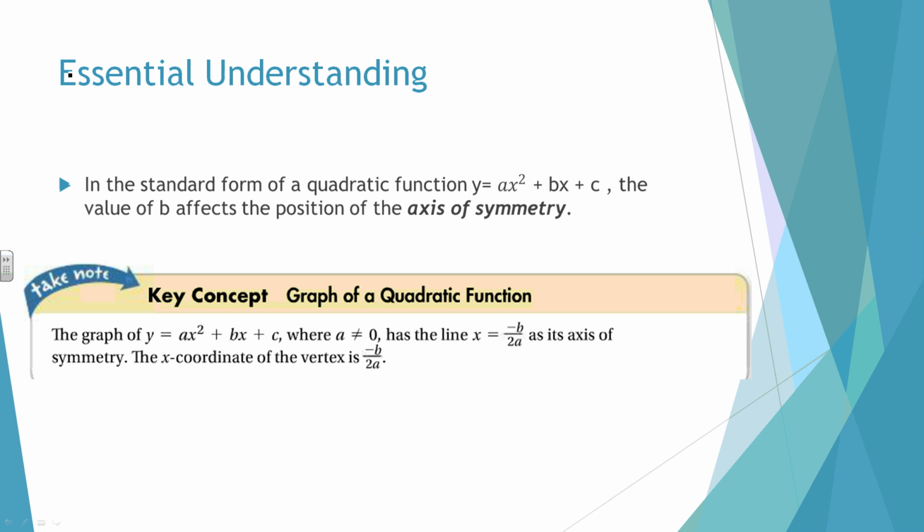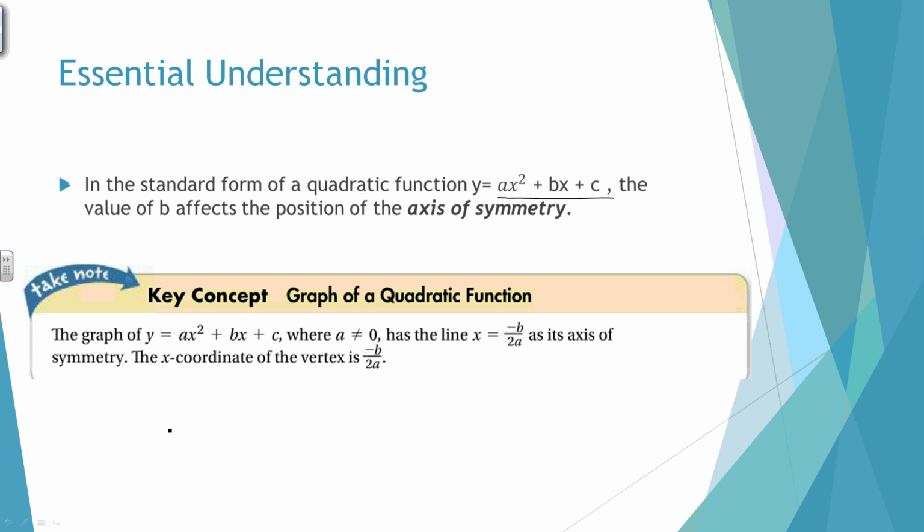So all the functions we're talking about today are still going to be in that standard quadratic function form, ax squared plus bx plus c. So we've seen this a lot in chapter 8, and we'll continue to see it here in chapter 9. Of course, we have our values for a, b, and c. And we're going to take a look at the b value when we're talking about the axis of symmetry.